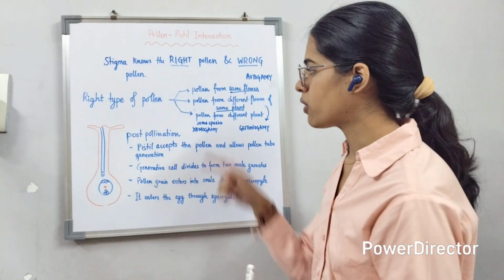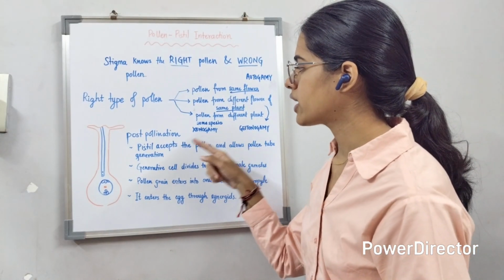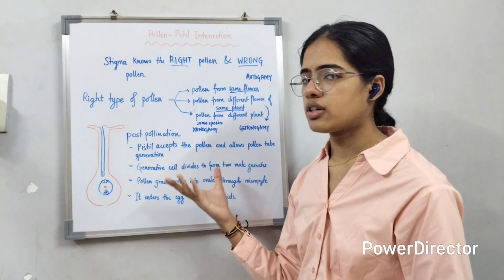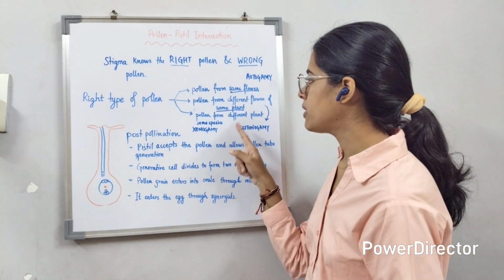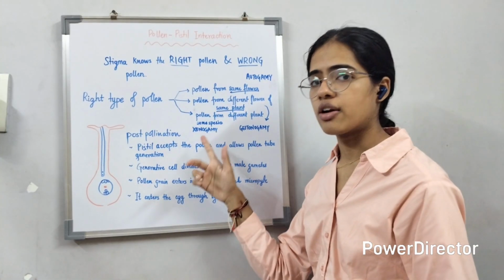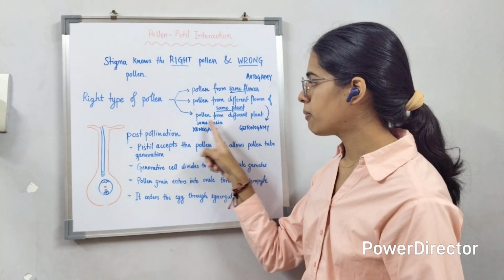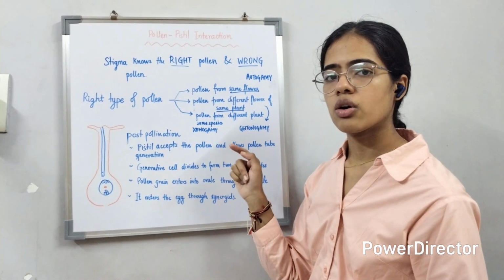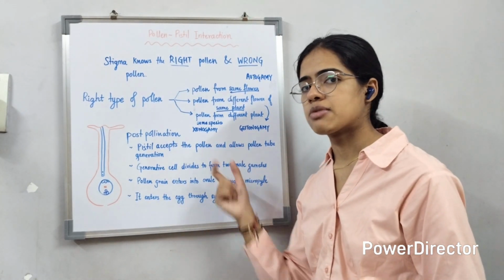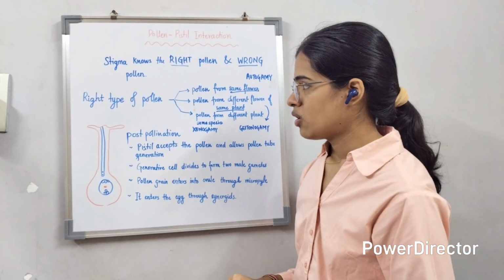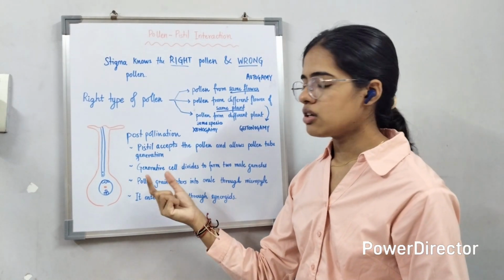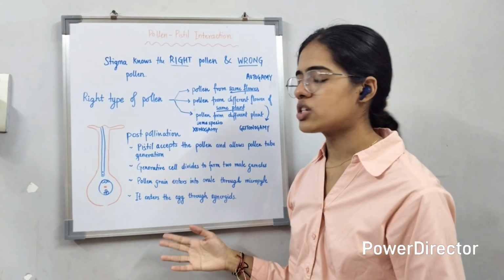So there are three types of pollination which are mostly acceptable by the stigma of a flower. Autogamy: same flower. Geitonogamy: same plant, different flower. And pollen grain from one plant to another plant, which is xenogamy. These are all of the same species. Once the right type of pollen reaches the stigma, it leads to the post-pollination events.